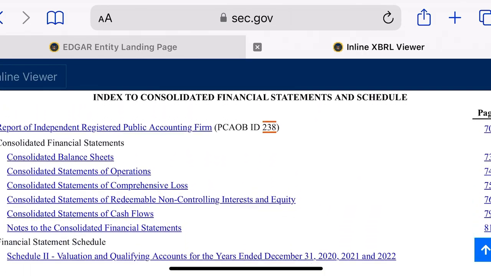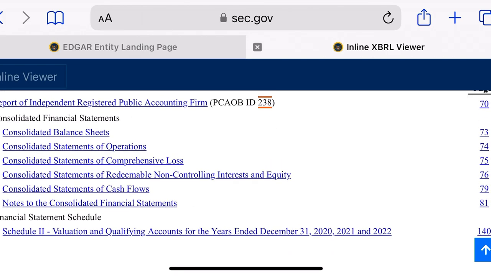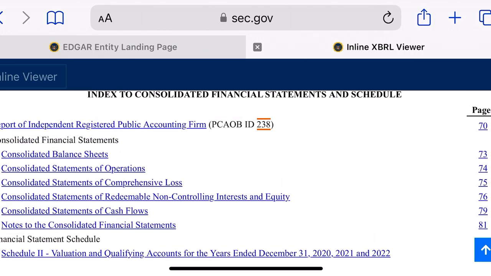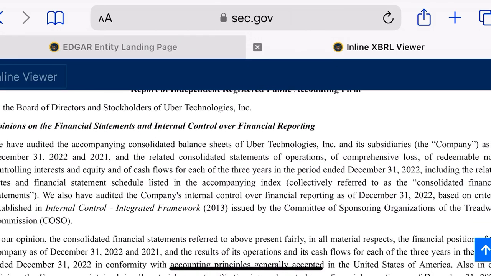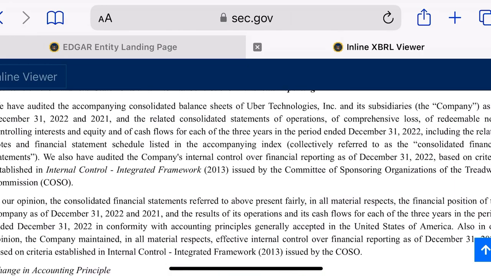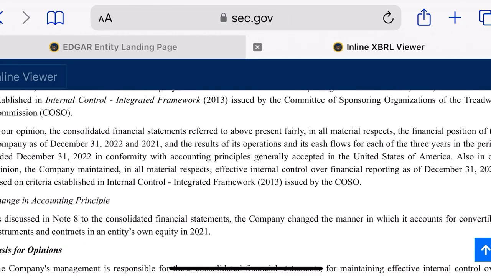Here we get into the actual consolidated financials. So here at the beginning, we have the report of the independent registered public accounting firm. So again, I can find the financial statements on Yahoo Finance, Seeking Alpha, all sorts of places. I can get the numbers broken down for me and the ratios set up without me having to dig. But this report of independent registered public accounting firms is really important to me because there's certain phrases you want to see. So the big one is, in our opinion, the company maintained in all material respects effective internal control.